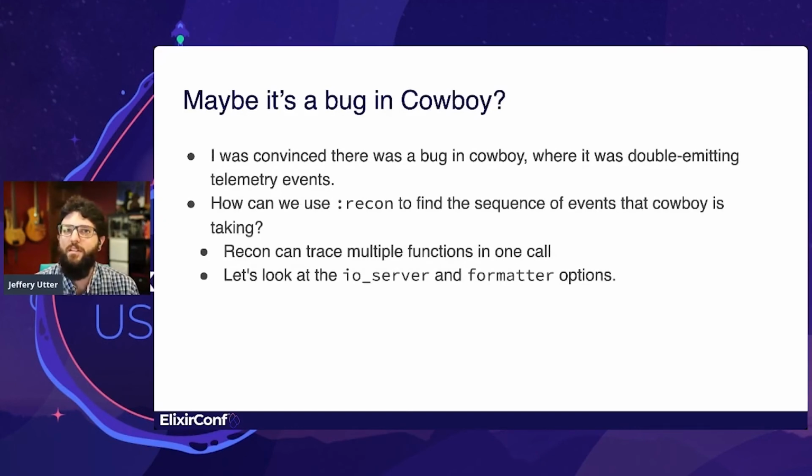I thought maybe it's not a bug in Elixir and OTP. Maybe it's a bug in Cowboy, because I upgraded Cowboy and Ranch at the same time. And we can use Recon to figure this out. My hypothesis was that Cowboy or the telemetry libraries with it were double emitting events. So it would send a trace started message, and then do it again before it finished. With Recon tracing, you can trace multiple function calls at once. There are also some options for IO server and formatter, which we'll look at in a second to see how we diagnose this.